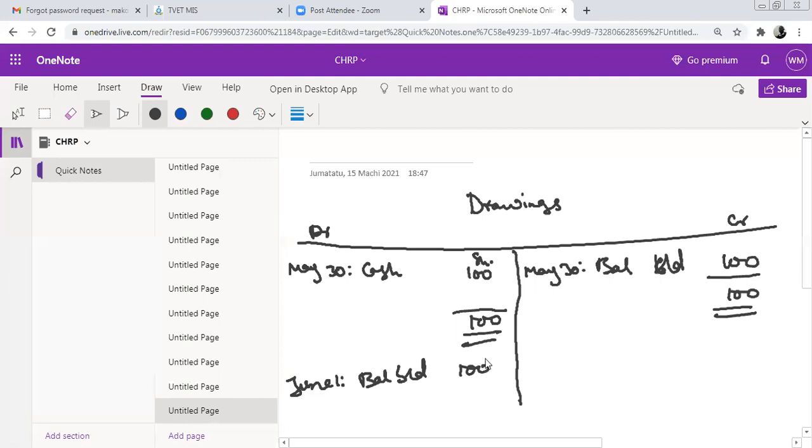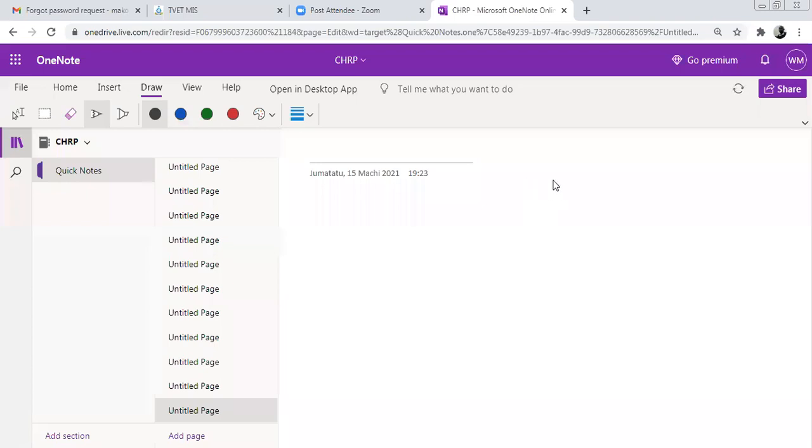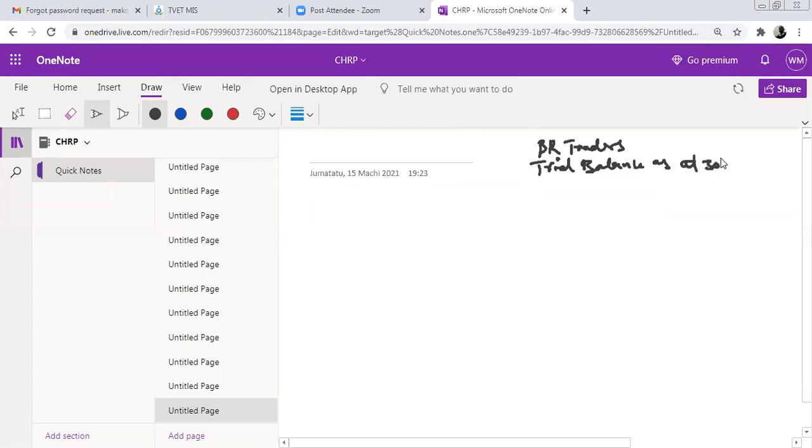So after so doing now, you are supposed to go ahead and extract your trial balance. What was the name of the business? It has no name. Let me just call it BR Traders. Then I capture that as trial balance. As at, you write there the last day, that year, May, something like that. And then you just underline your heading.